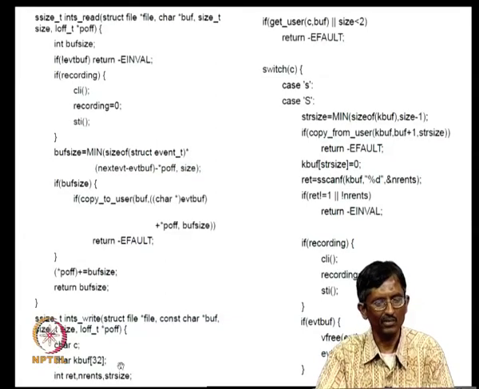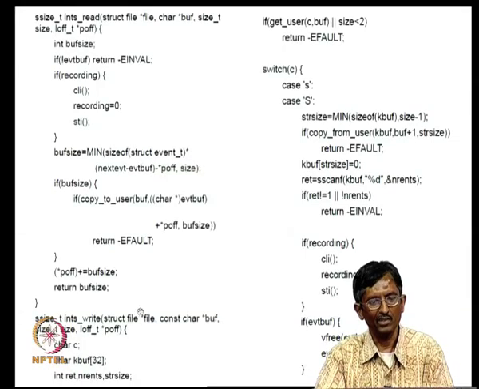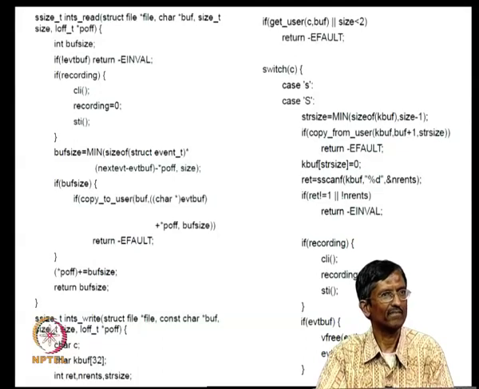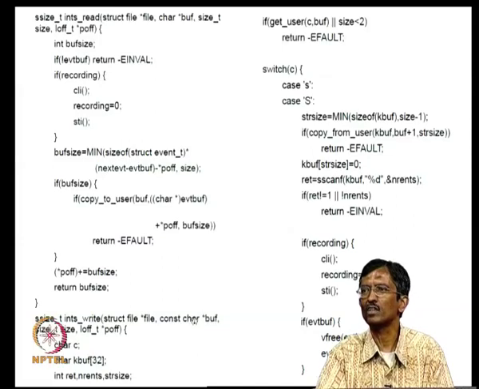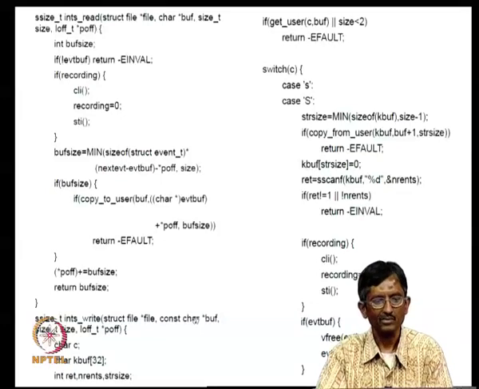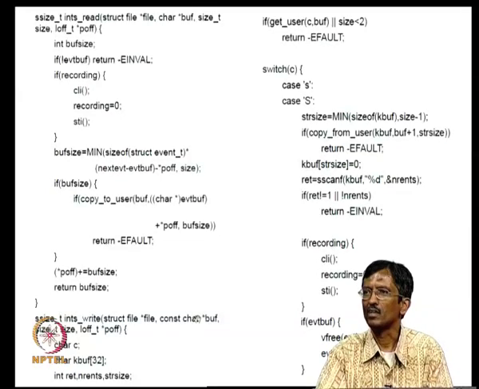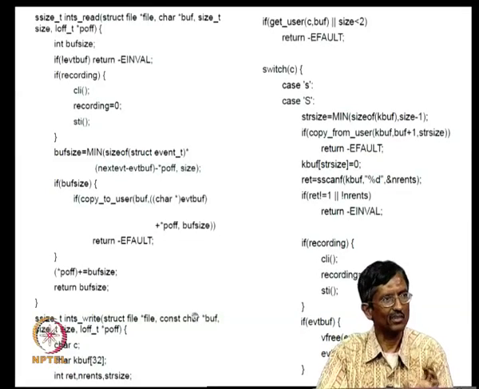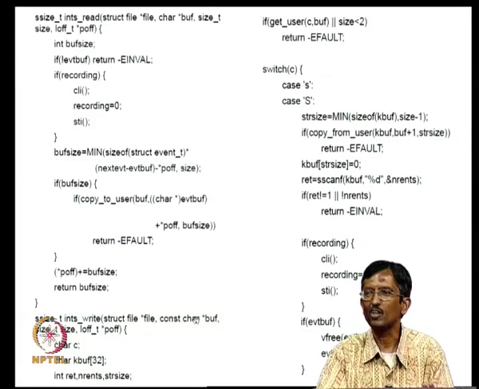Let's see how it happens. What is it doing here? This struct file *file is basically /dev/ints, and it's got a buffer. What is the buffer? The buffer is where I'm giving information about the size, how many entries have to be captured.